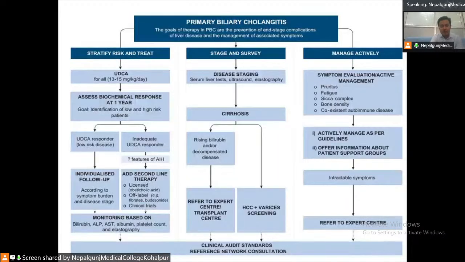So this is all about PBC. This is the slide algorithm. I will give you this slide. You can further review this. This is all about PBC.